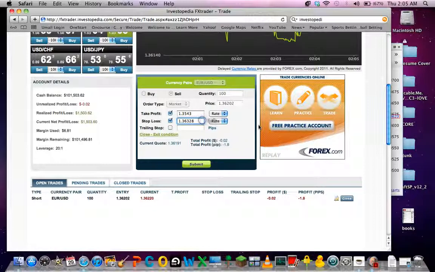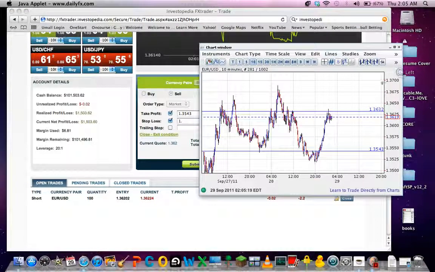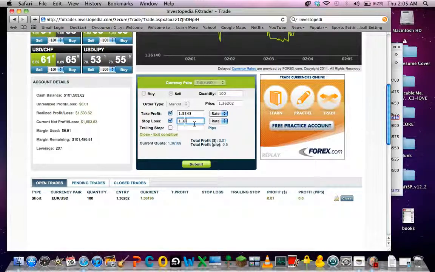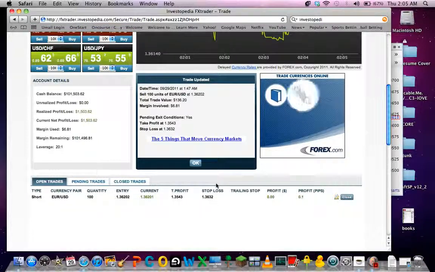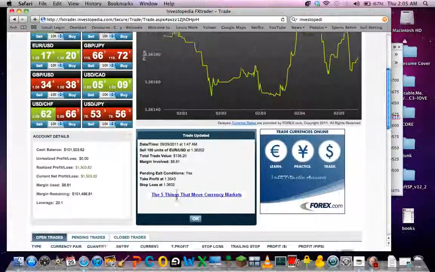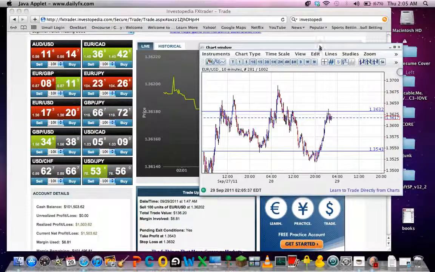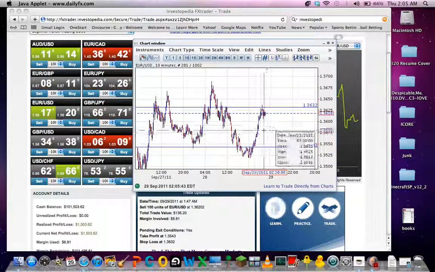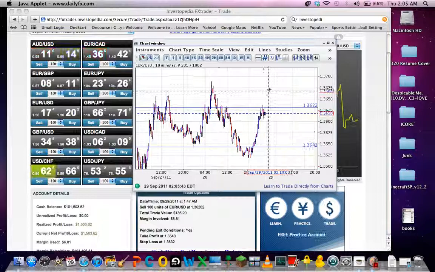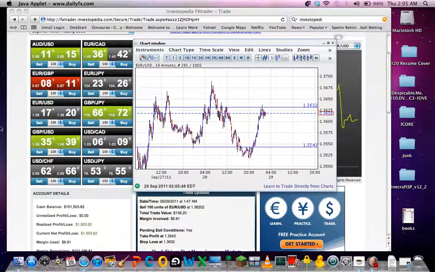And the stop loss was up at 1.3632. Okay, so you can see right here that our stop loss went in and our take profit also went in. So just in case any of those things happen, our profit will be protected if we ever hit this margin, and our losses will also be minimized if it ever decides to trend up.